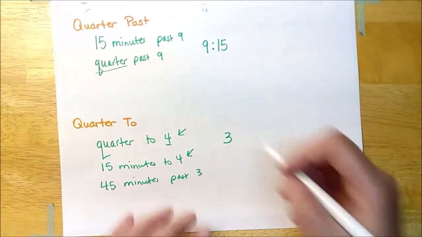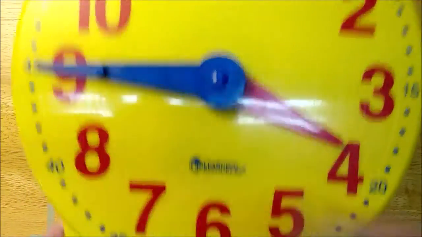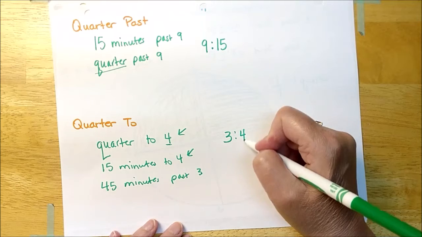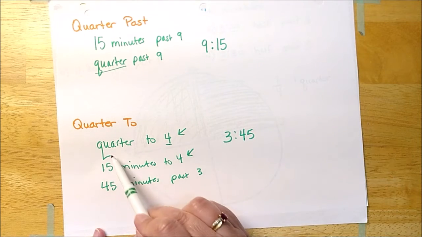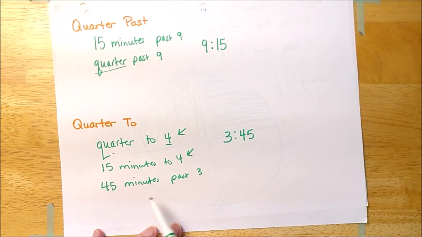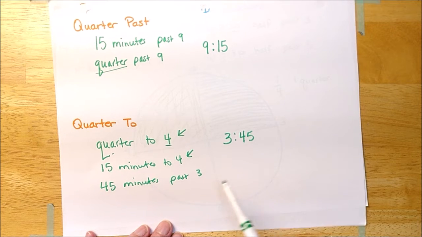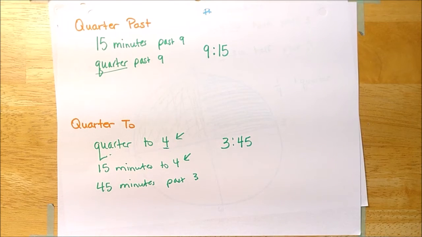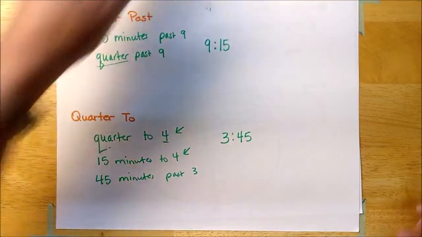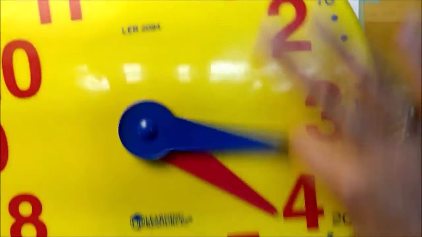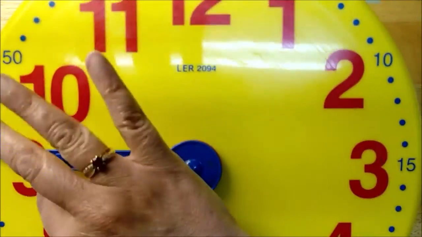So we're at 3 hours. And how many minutes did we go around? 45. So 3:45 is 15 minutes to 4, or 45 minutes past 3. So our clock is now saying 3:45. So I'm going to give you this one.